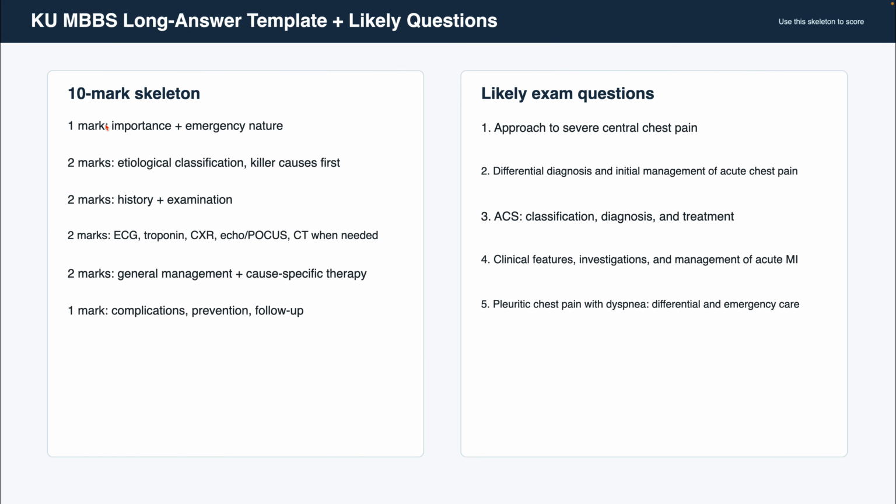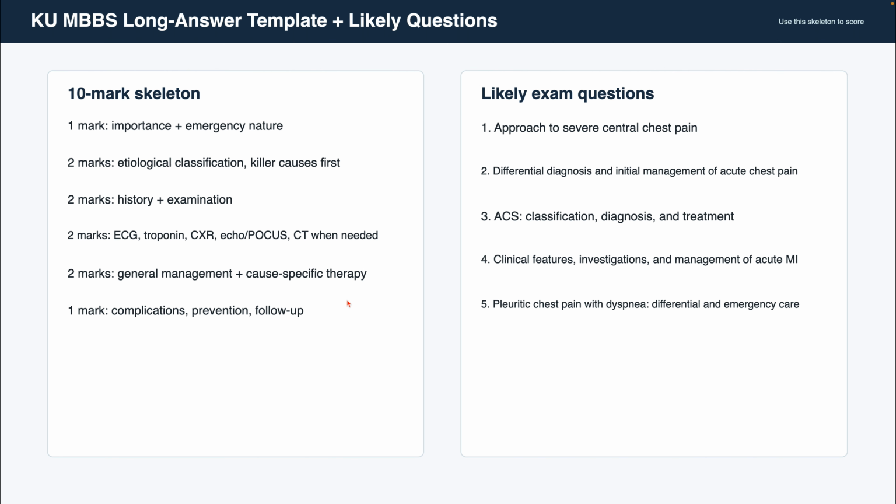Okay, so these are the 10 marks skeleton for 10 marks questions. So if you mention the important and emergency nature of the chest pain, you'll get the marks. Do not write random stuff. Emergencies which can kill the patient are likely going to get you marks. Okay, so history and examination you can mention, all those ECG, troponin, chest X-ray, FOCUS, meaning point of care ultrasound, which is EFAST and all this stuff, CT scan when needed, and 2 marks for general management plus cause specific therapy, and 1 mark for complication prevention and follow-up.